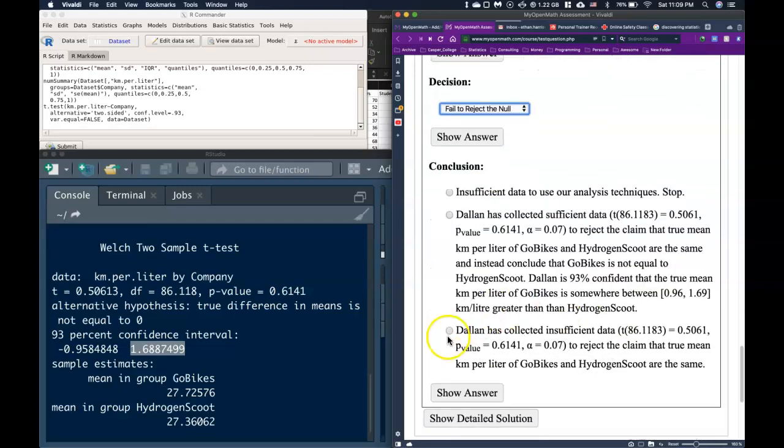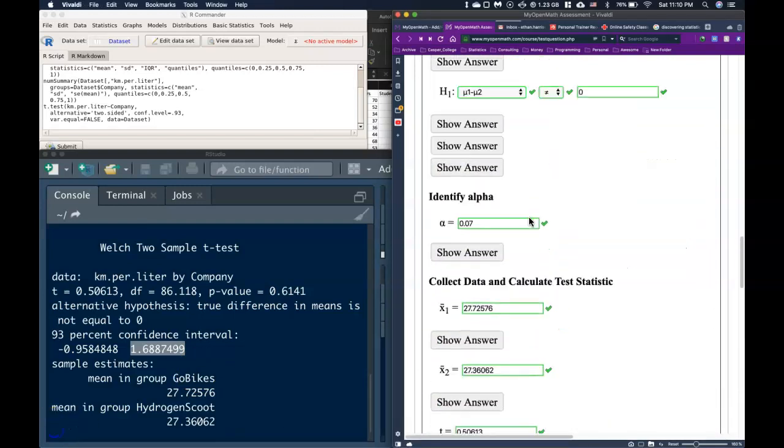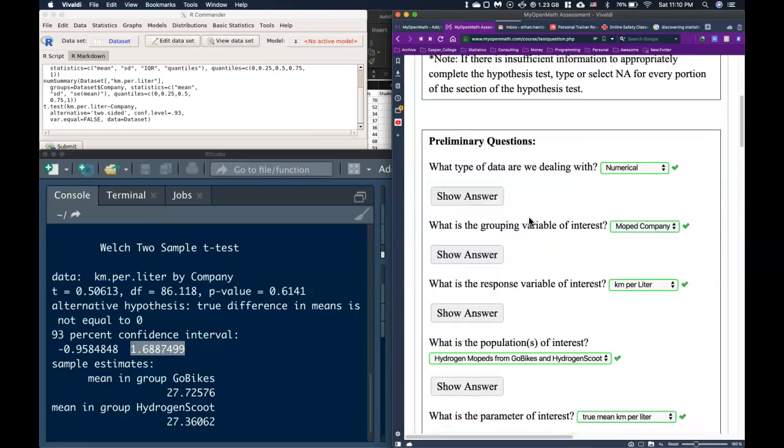So in conclusion, Dallin has collected insufficient data, and we can say T, and this is our degrees of freedom. It's kind of a weird degrees of freedom, and the reason is that we had unequal variances. You don't need to know how to get this number. All you have to do is grab it from the output. We got it equal to 0.5069. We've got our p-value, we've got our alpha, and to reject the claim that the true mean kilometers per liter of GoBikes and Hydrogen Scoot are the same, we just collected insufficient evidence. So we select that, and then we can check our answers real quick. After submitting our answers, we find that yep, we did just fine. We were able to get greens all the way down.